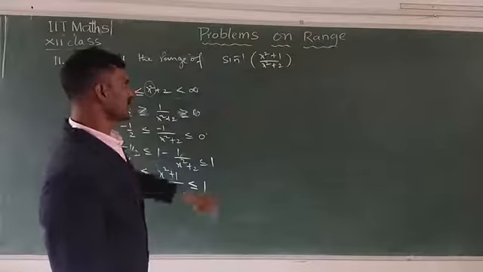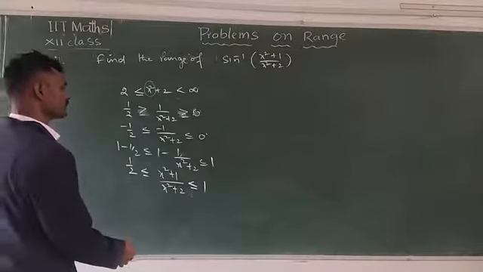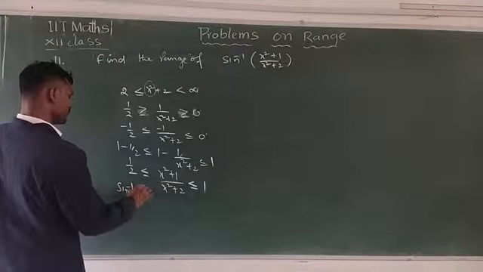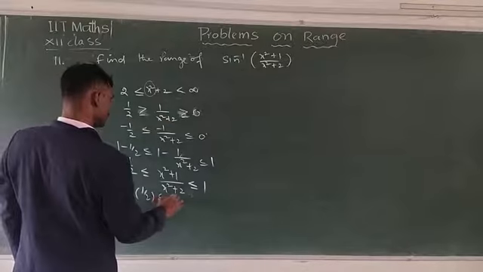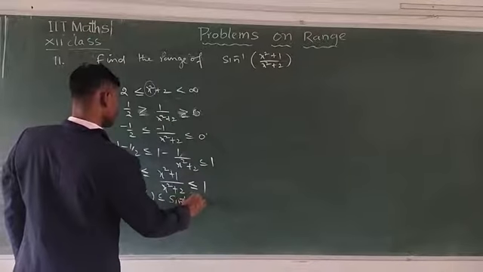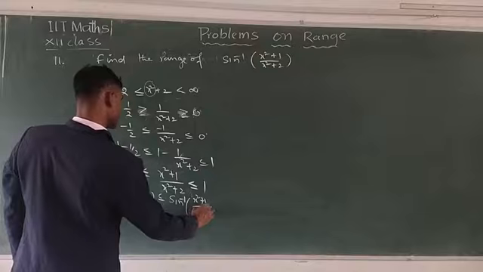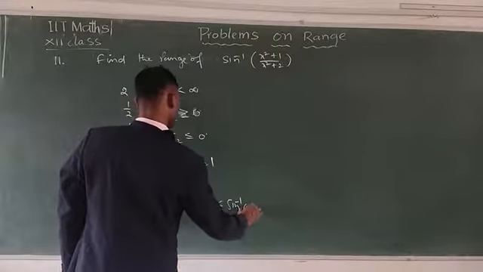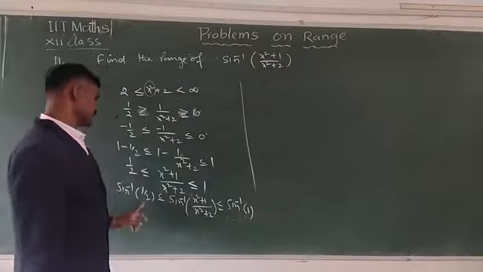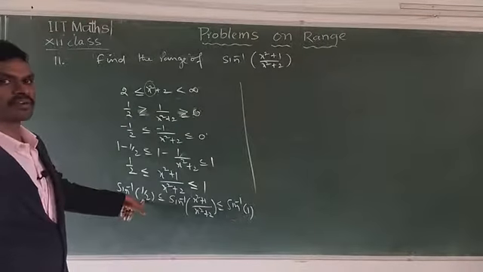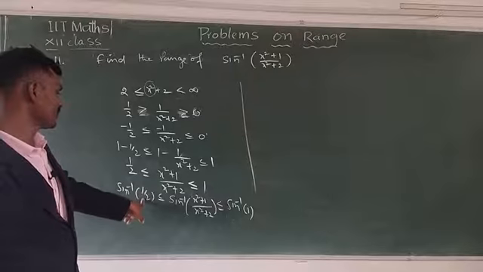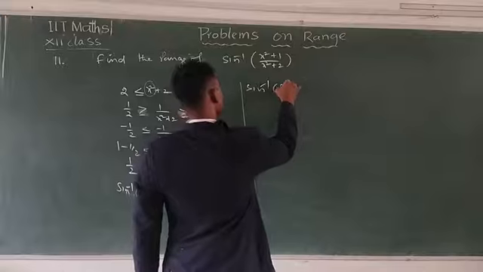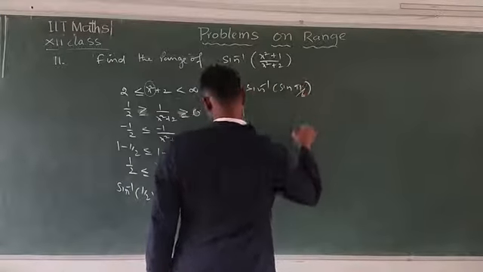x square plus 1 by x square plus 2. Now what do we have to apply? Sin inverse. Sin inverse of 1 by 2 is less than or equal to sin inverse of (x square plus 1) by (x square plus 2), which is less than or equal to sin inverse of 1. Now see here, these are inverse trigonometric functions. Sin inverse of 1 by 2 is written as sin inverse of sin of how many degrees here? This is 30 degrees, pi by 6.